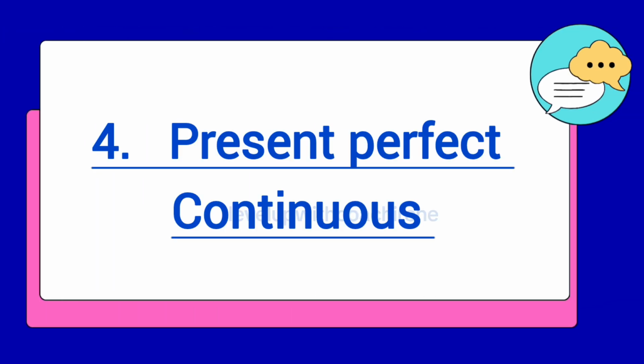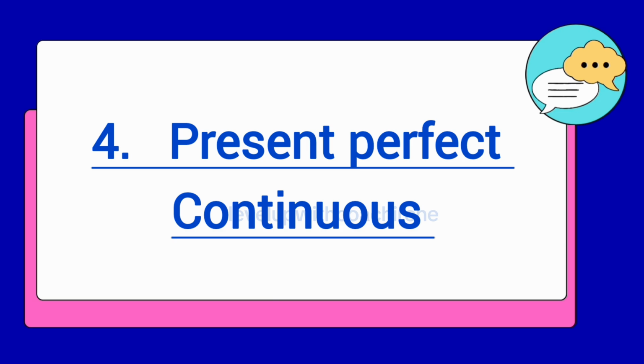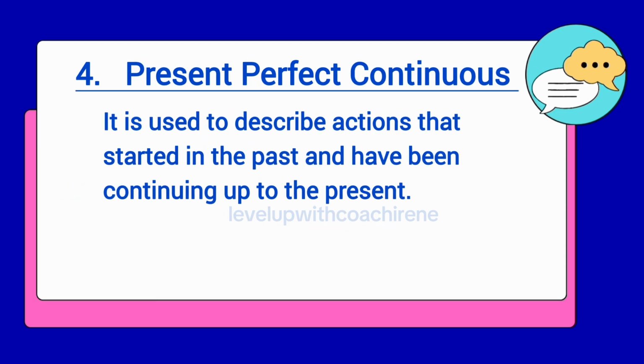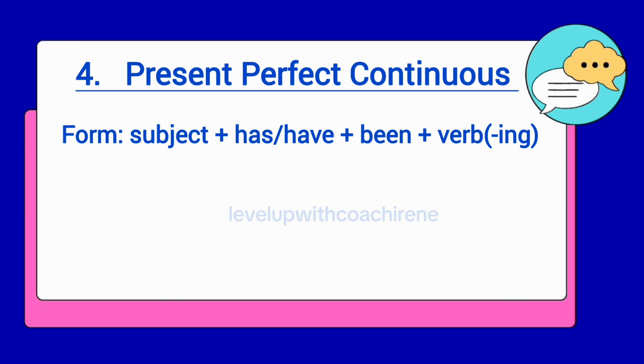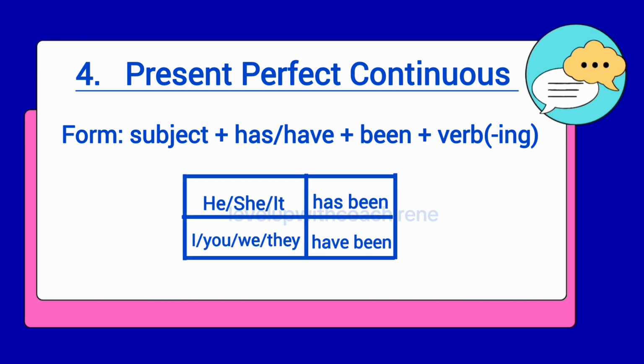To proceed, let us look at the present perfect continuous tense. It is used to describe actions that started in the past and have been continuing up to the present. It emphasizes the duration of the action or the fact that it is ongoing or recently completed. It is formed with a subject plus has or have plus been plus verb in the ing or continuous form. Has been is used with he, she, it, whilst have been is used with I, you, we, they.